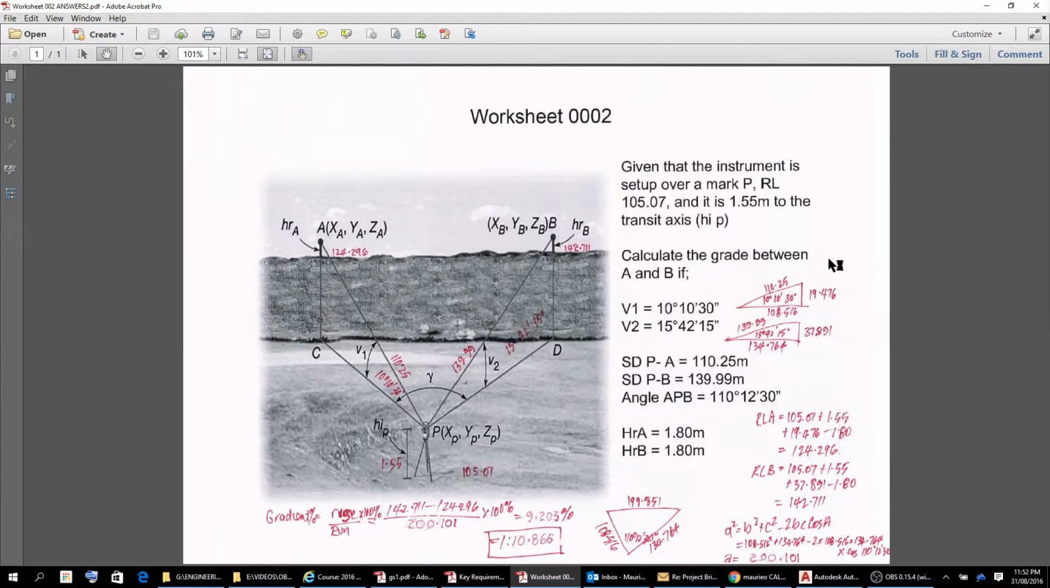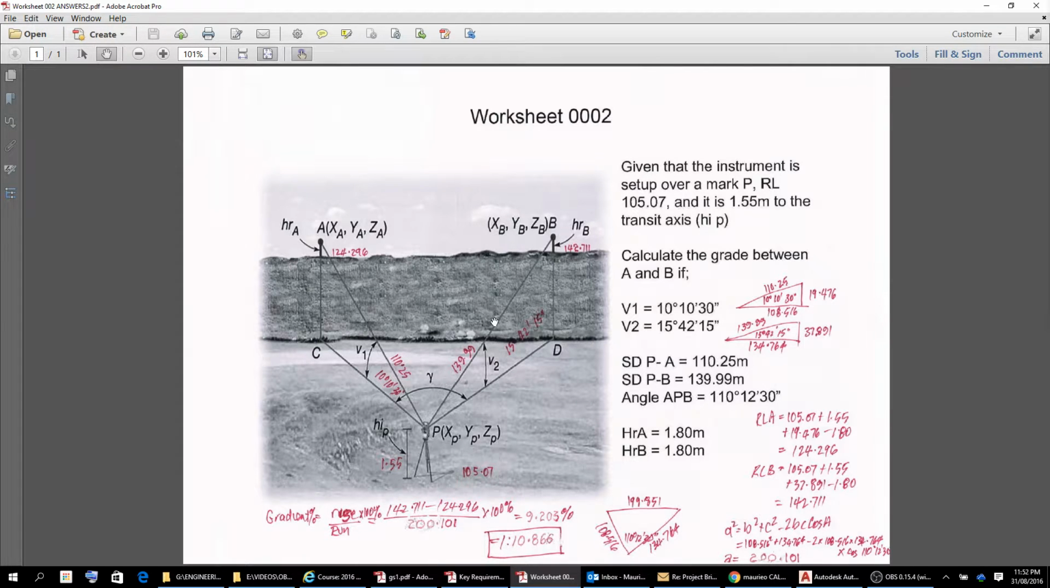Just note that obviously the slope distance, or the hypotenuse, is always the longest side in the triangle, and so that looks about right. Now the same thing happens in the second triangle, where we have a different slope distance, different angle, but we can work out the difference in height and the horizontal distance. So that's all well and good.